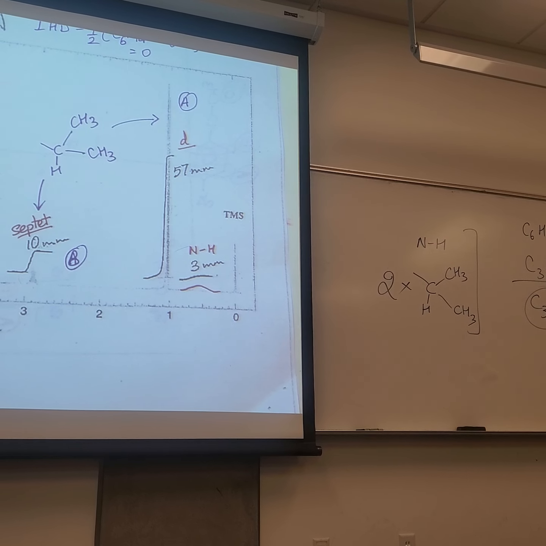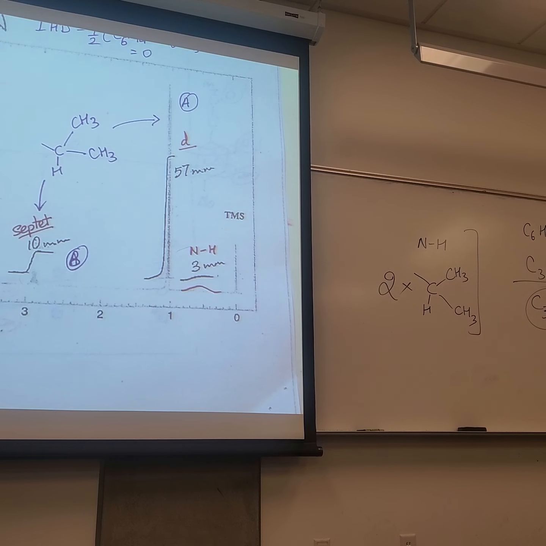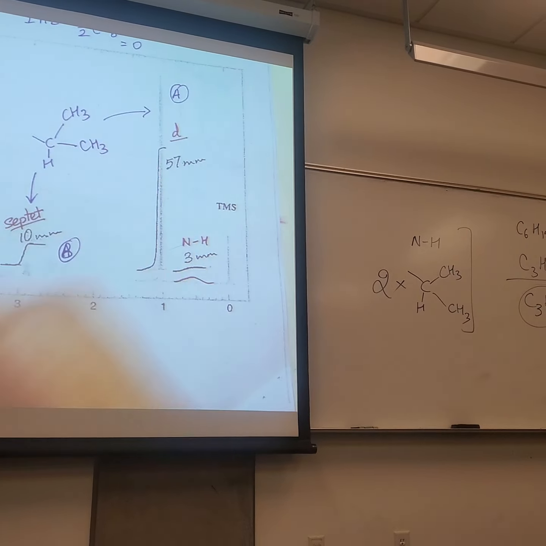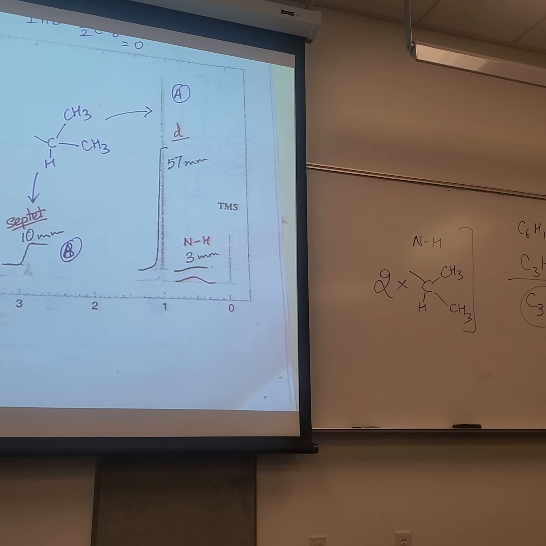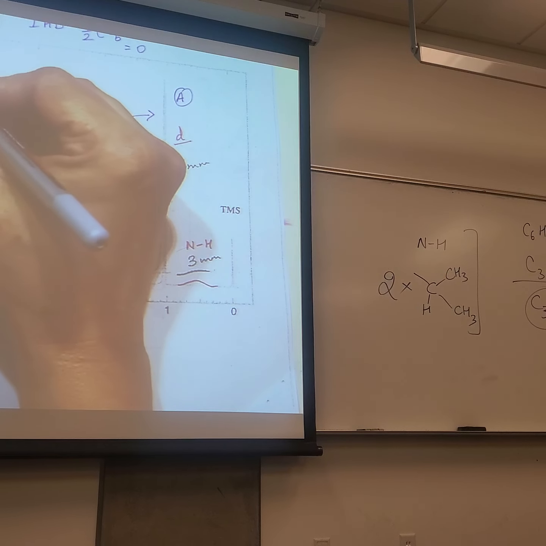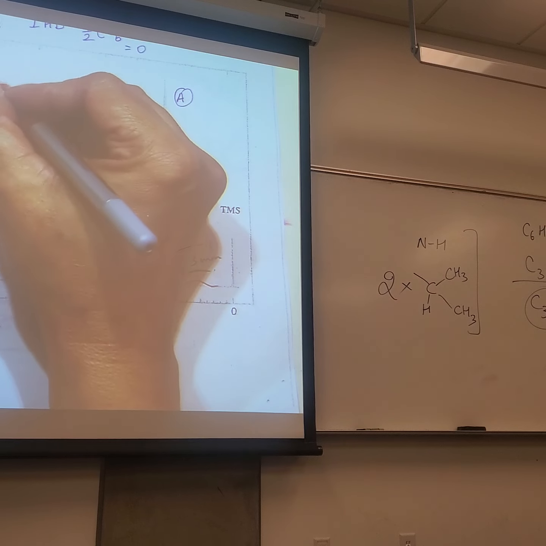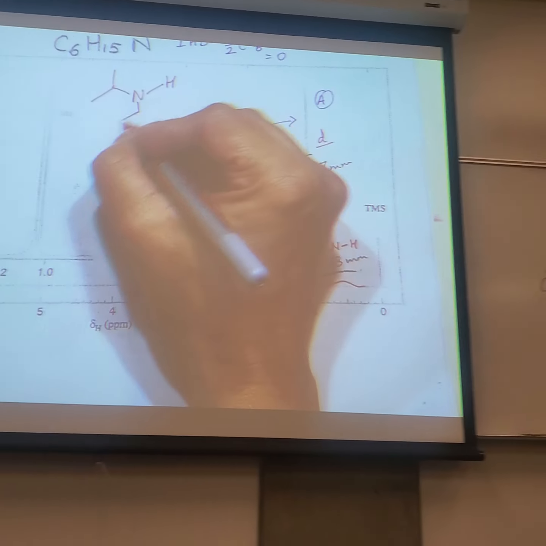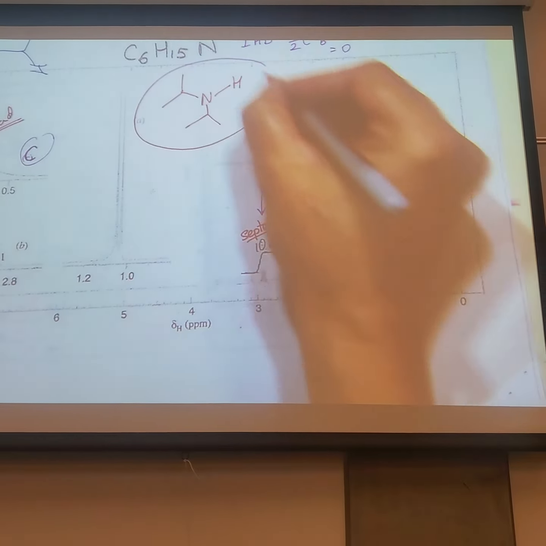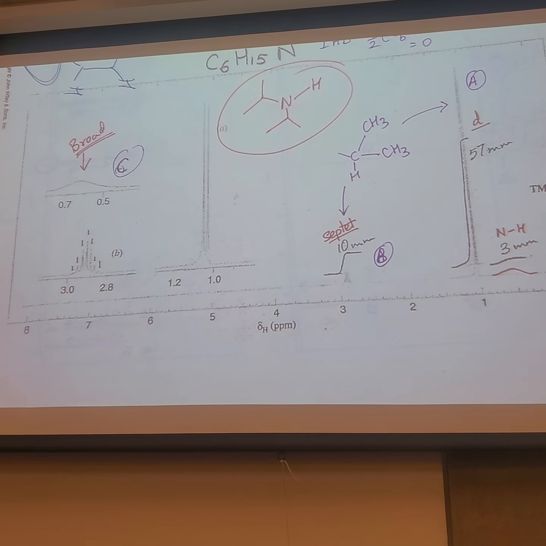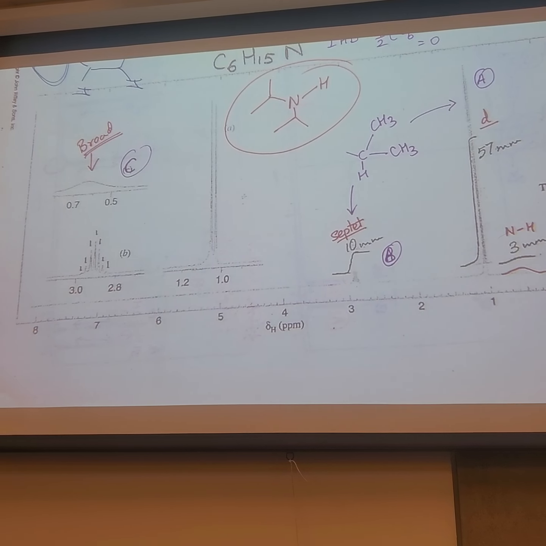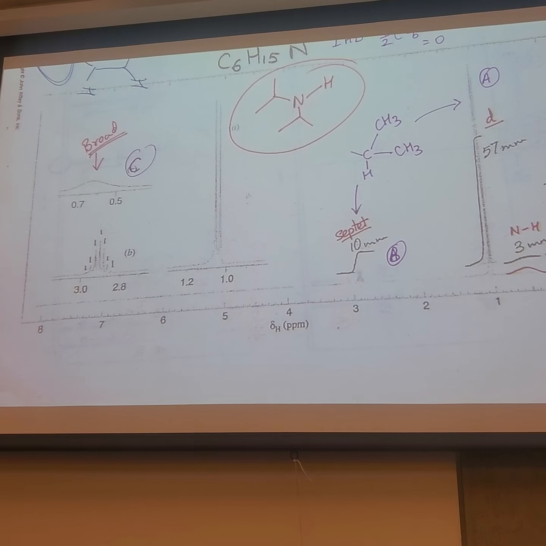But does that make sense? Would that be reasonable? Yes. So what is the structure? So if you put it all together, what's the structure of this molecule? Nitrogen bonded to the 2 isopropyls and the hydrogen. Does that make sense, everyone? Are you guys okay? Questions?